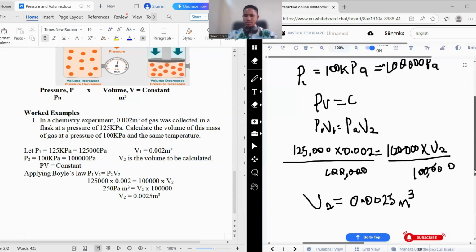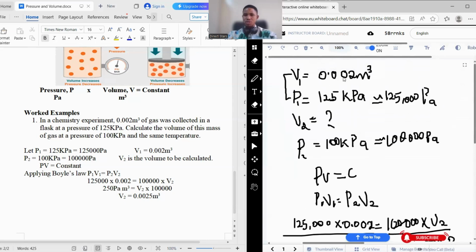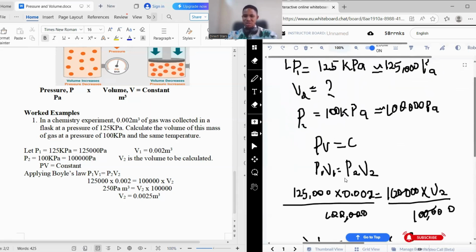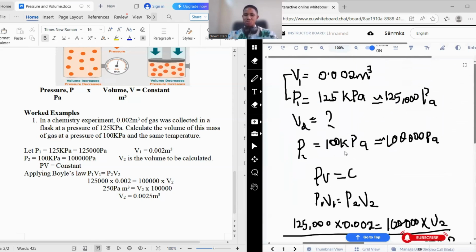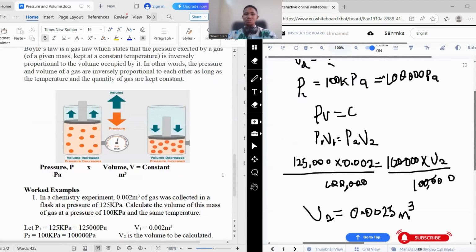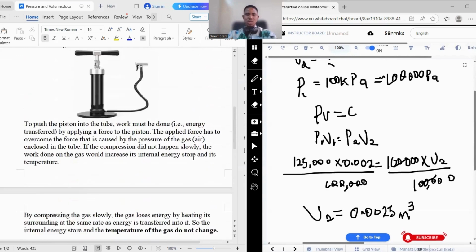Now let's check. Do we have an increase in volume? Yes, we do: 0.02 and 0.025. That means there is an increase of 0.005 in the volume. That shows that as the pressure decreases, the volume increases, so Boyle's law holds here. What I need you to note is Boyle's law: the pressure of a gas is inversely proportional to the volume occupied by it, provided the temperature remains constant. That will be the end of today's class.